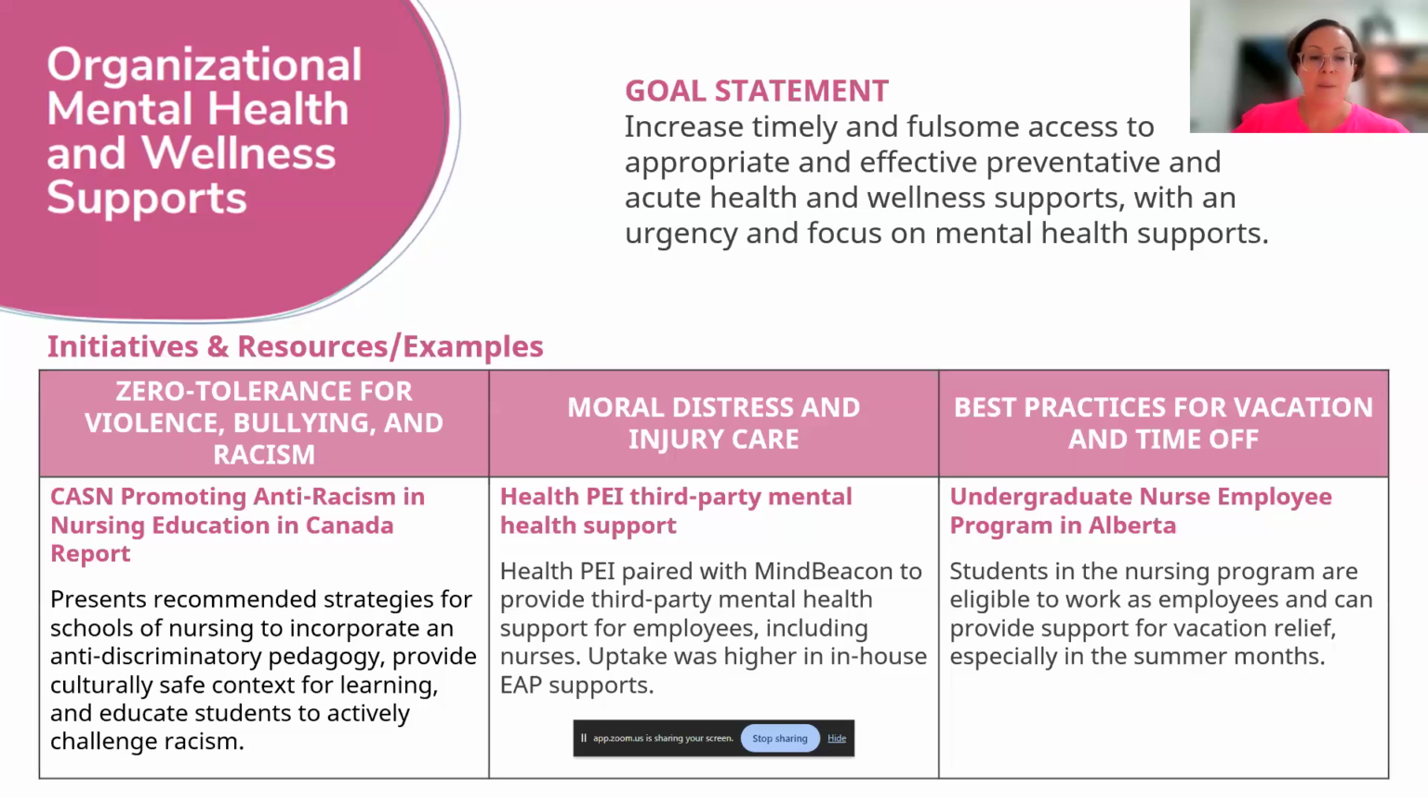And I will perhaps turn to Dawn to talk about the example under zero tolerance for violence, bullying, and racism. Thank you. Yeah, so in 2023, CASN led the development of a national consensus document entitled Promoting Anti-Racism in Nursing Education in Canada. It's not good enough to be not racist. You have to actually promote being anti-racist. So that title was specifically chosen to be anti-racist.